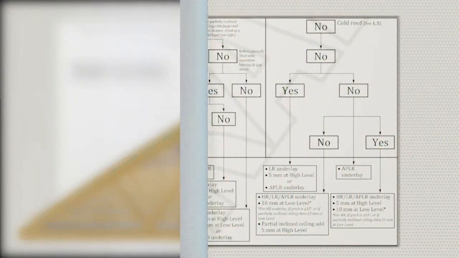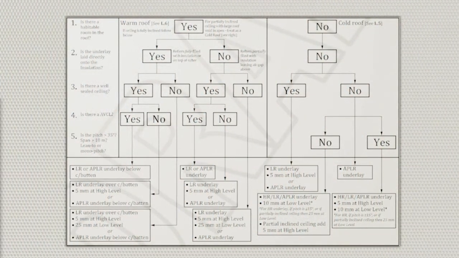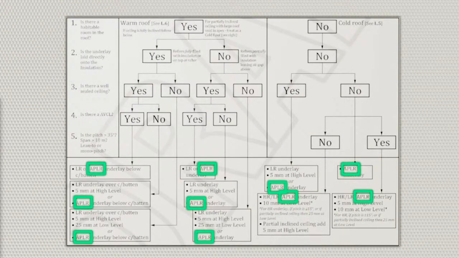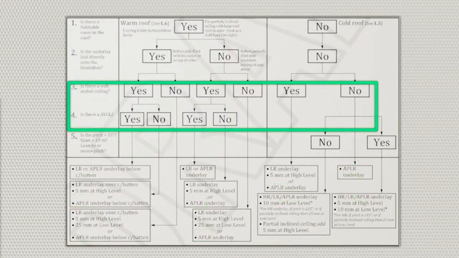This is further reinforced by the design flowchart provided in Figure L11, which highlights that APLR type underlays such as our Roofshield are always acceptable in any configuration of roof. This is particularly noteworthy where ceilings are not well sealed and no vapor control layer can be provided, a common scenario in re-roofing projects and historic building work.